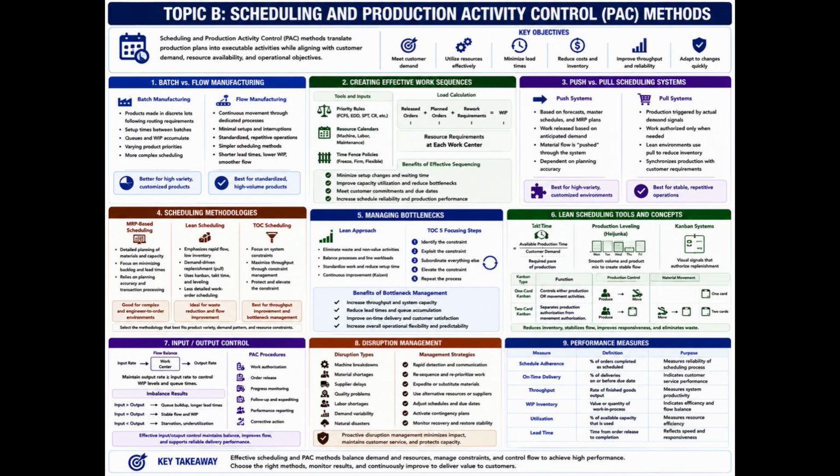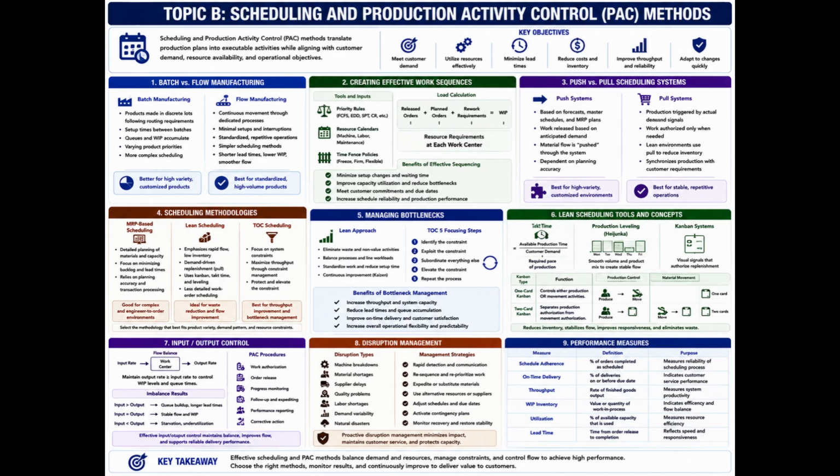While MRP systems rely heavily on planning accuracy and transaction processing, lean systems depend on standardized work and visual controls, and TOC systems focus on bottleneck performance. Selecting the appropriate scheduling methodology depends on manufacturing characteristics, product variety, demand patterns, and resource constraints within the organization.